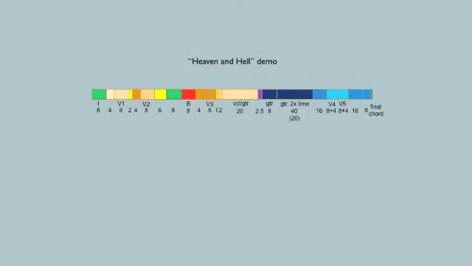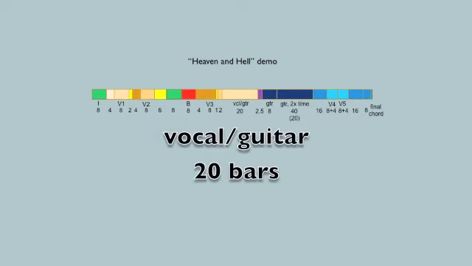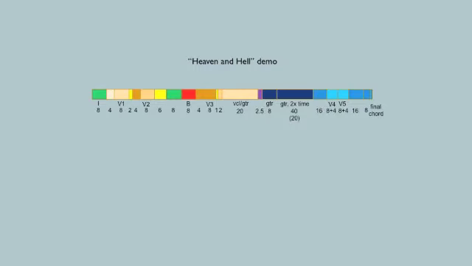Here's a diagram of the formal structure of the demo version of Heaven and Hell. The first part of the song is essentially the same form as the album version, and that is essentially intro or main riff, 2 verses, bridge, and a 3rd verse. But what follows is significantly different. Labeled here as vocal/guitar for 20 measures is a section where Ronnie and Tony trade phrases. This section was replaced by a guitar solo for the studio version, but they used this material in live performances when they would open it up for an extended middle section.